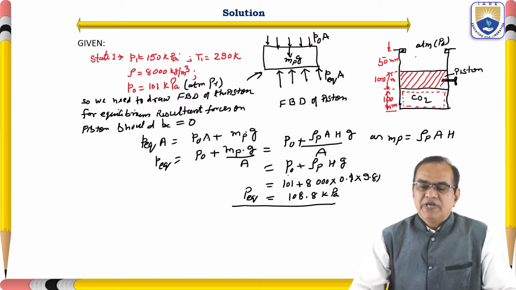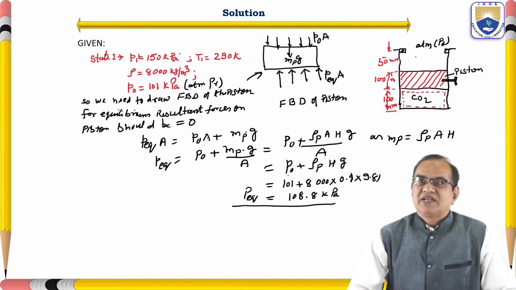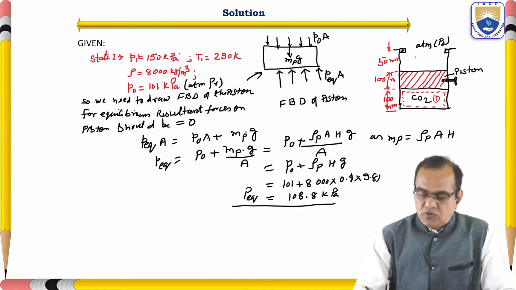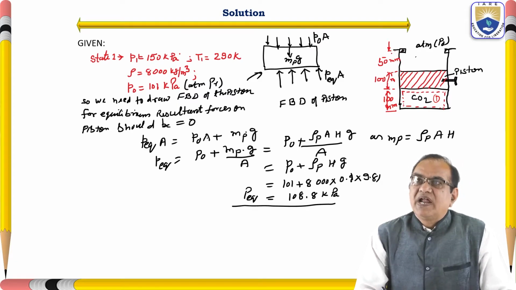So now, here is the solution. The state 1, which is here, this is state 1. So first we have to draw the diagram. I have shown the same diagram in my hand drawing, maybe very poor.